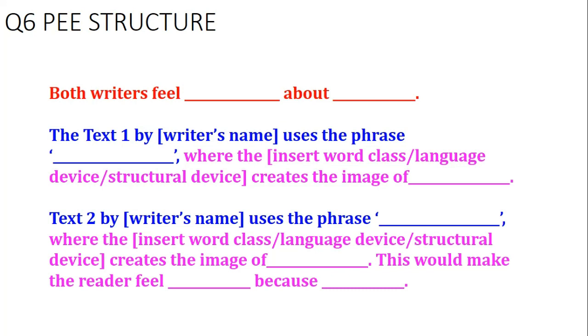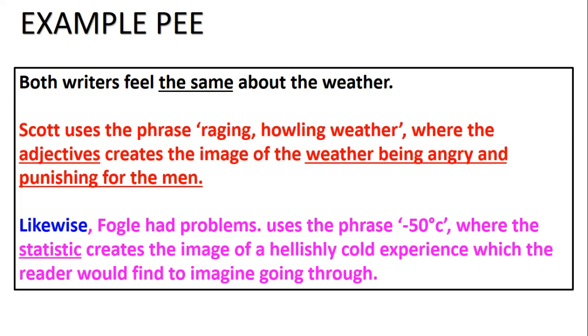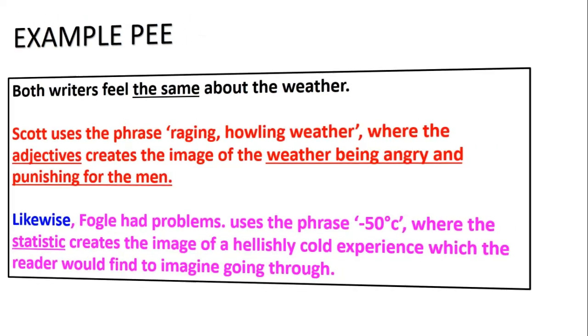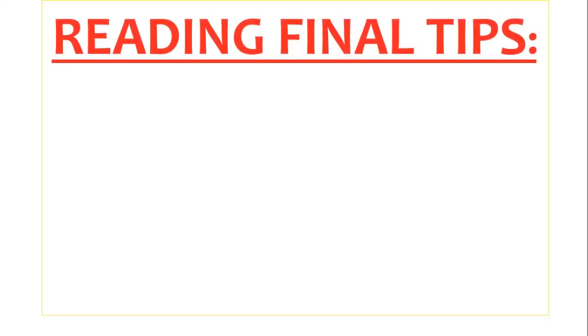So you make a point, both writers feel the same or different about something. Then say what text 1 says, explain it, then say what text 2 says, explain it. Here's an example in more detail. Both writers feel the same about the weather. Then I put, Scott uses the phrase "raging, howling weather." The adjectives create the idea the weather is angry. Likewise, Fogel had problems with the weather. So I've used that word likewise to say that they have something in common. He uses the phrase "-50," where the statistic creates the image of a hellishly cold experience. Okay? So I would do that 4 or 5 times in my 15 minutes.